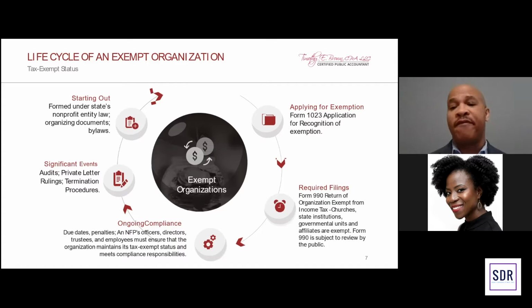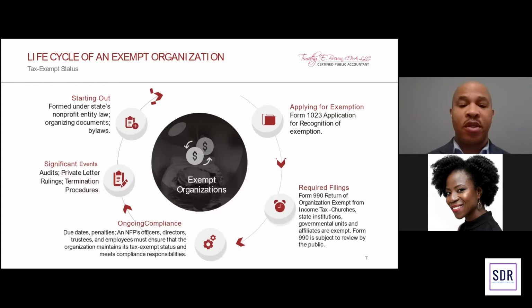Then you have your required filings. The required filing from the federal standpoint is your Form 990. We have four different types of 990s, and we'll get into those in the next slide, but you're required to file your 990, which is basically your tax return. From the IRS perspective, it's an informational return because there's no taxation. You potentially could be taxed, but we don't want to go into that right now.